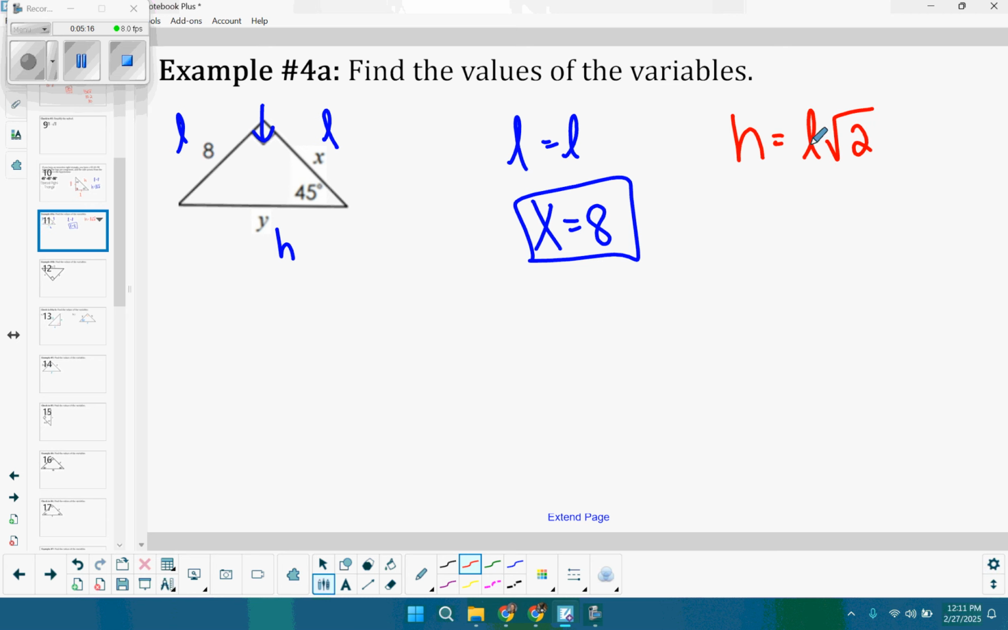And I'm going to substitute each of these pieces in. H was really y. L was x, but it was also 8, so I'm going to use the 8. And it's times root 2. 8 and the square root of 2 are not like numbers, right? This is a whole number, this is a square root number. So we can't do anything to them. They stay as they are, and we're done. That's how long y is.